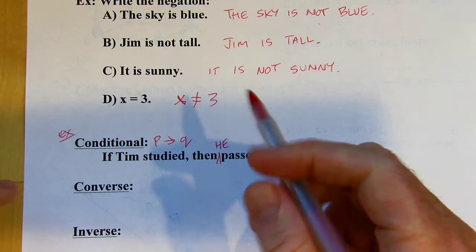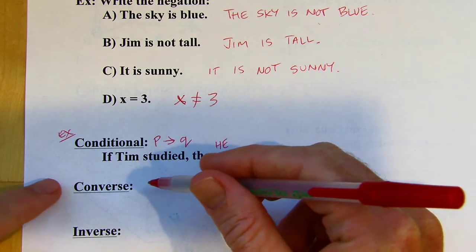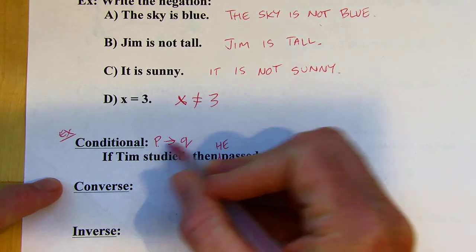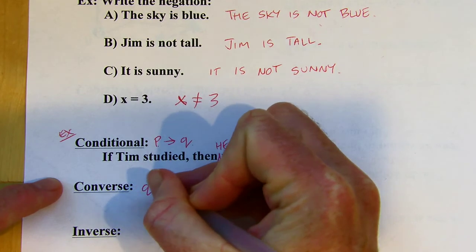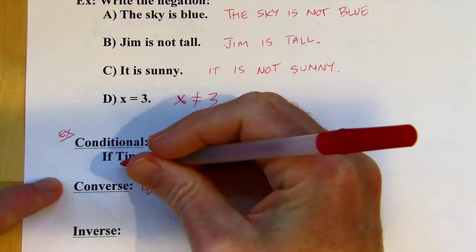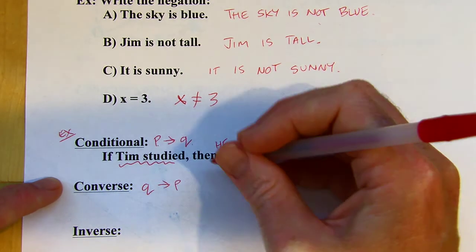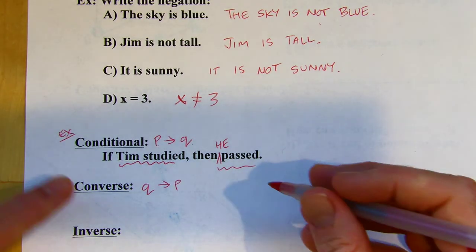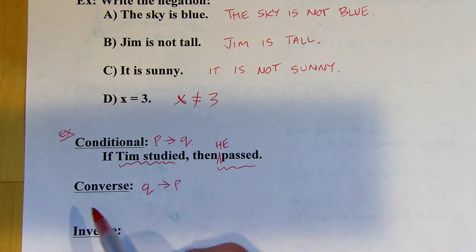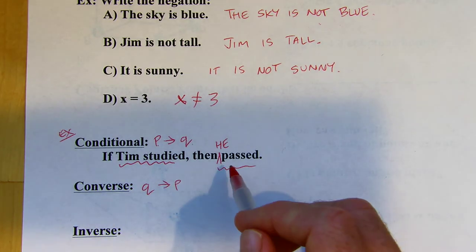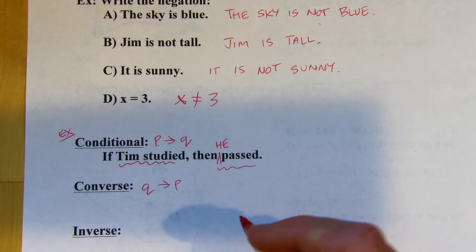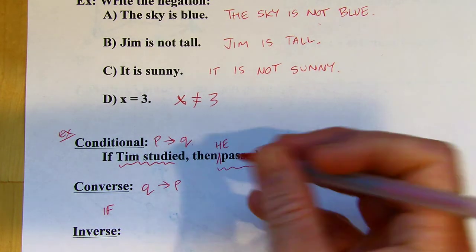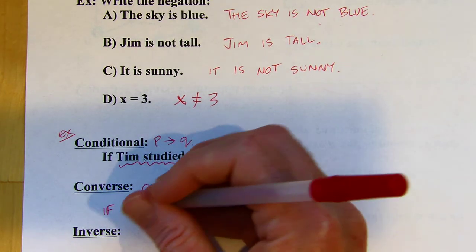All right, so the converse is going to be when we flip the conditional statement around. So instead of going from P to Q, we're going to go from Q to P. The hypothesis part here was Tim studied. He passed was the conclusion. So I'm just going to flip that around. Some people might say if he passed, then Tim studied, and that's not wrong. It's just poor writing because I don't want to say "he" before Tim. So I'm going to say if Tim passed, then he studied.